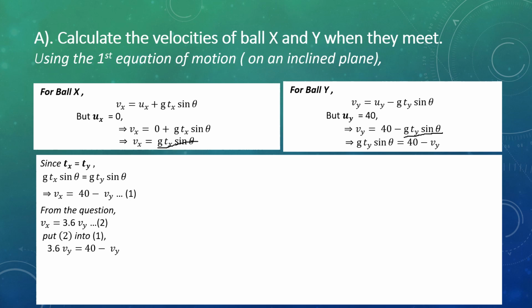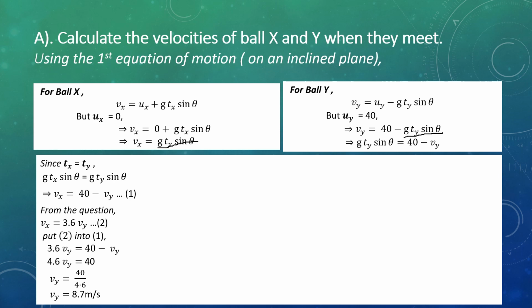Make Vy the subject. How? Send this Vy to the other side. You get 4.6 Vy is equal to 40. What do we get? Vy is equal to 40 over 4.6. So when we compute this, we get Vy is equal to 8.7 meters per second. I hope we are through.